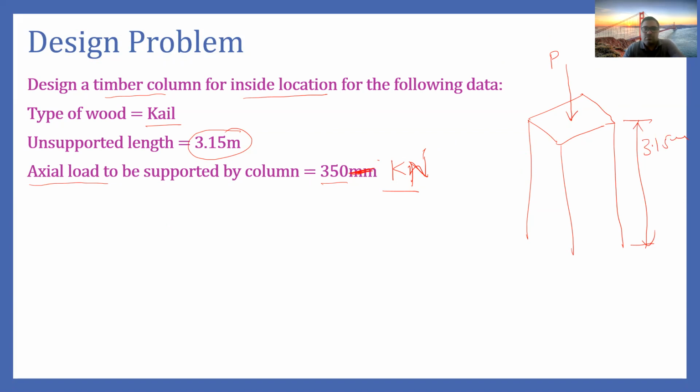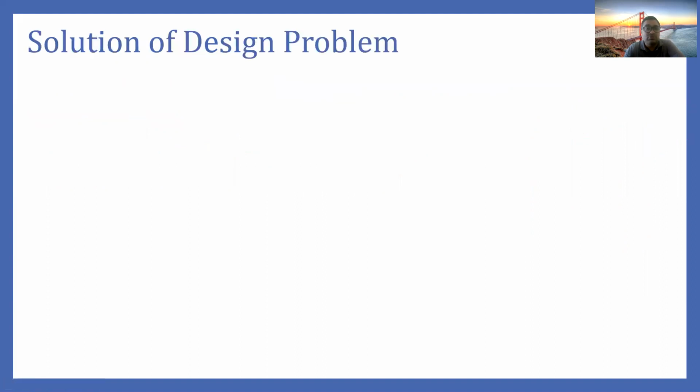So what should be our first step? Obviously, our first step is to estimate the dimensions, which means we will try to estimate a dimension of the column, and then we will check whether that dimension is sufficient to carry that load or not. So here we are going to estimate the size of column.